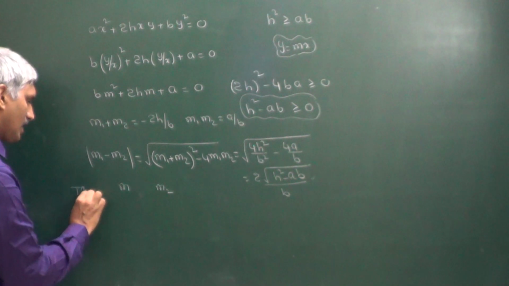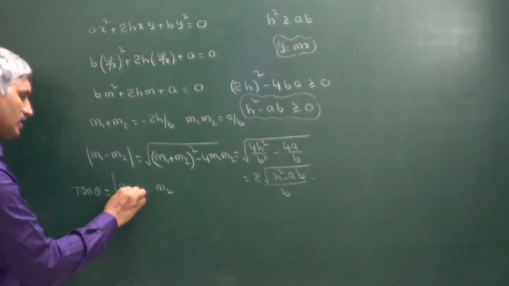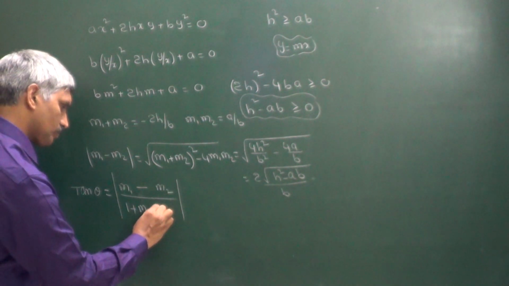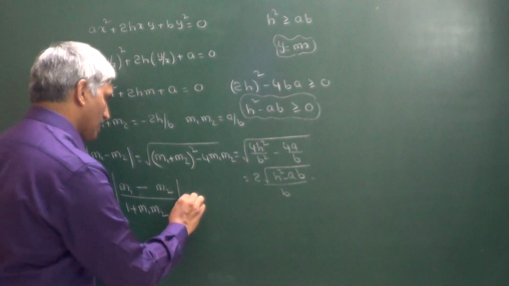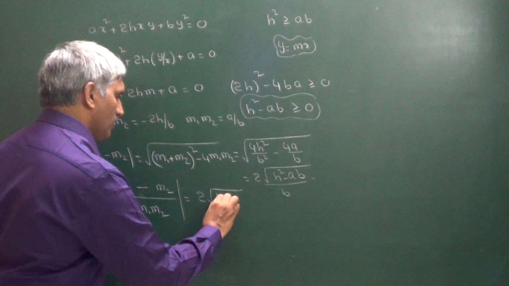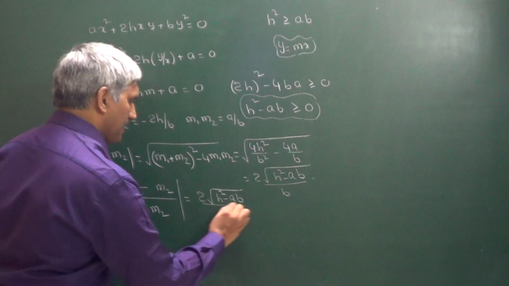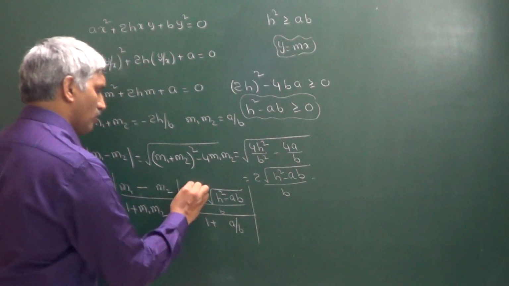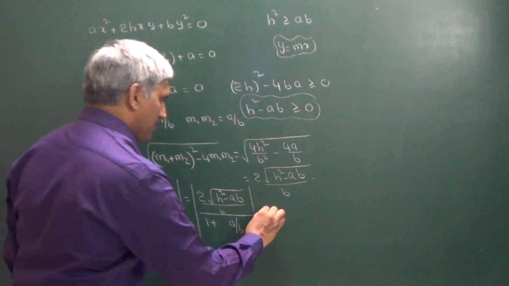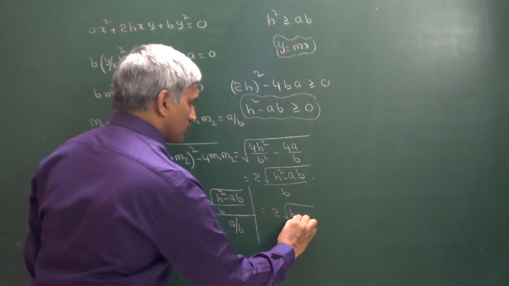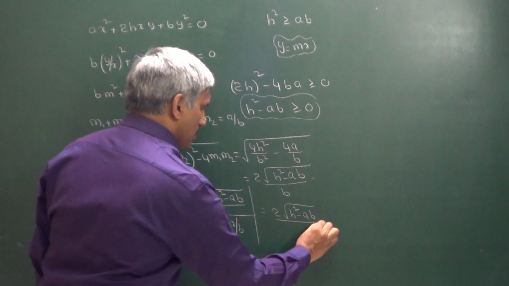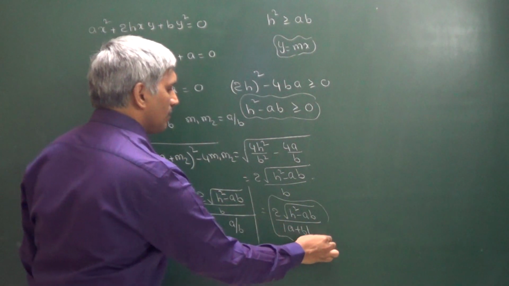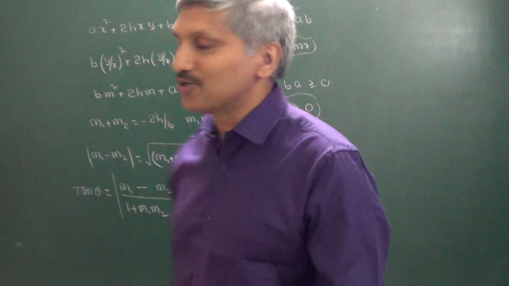Okay, one line slope is m1, second line slope is m2. Then the angle between the two lines is given by tan theta equals (m1 minus m2) divided by (1 plus m1 m2). So now we can write this as 2 into square root of h square minus ab divided by b, over 1 plus m1 m2, where m1 m2 is a by b, in modulus for acute angle. So we can write it as 2 into square root of h square minus ab divided by modulus of a plus b. That is the formula for finding the angle between two straight lines passing through origin.